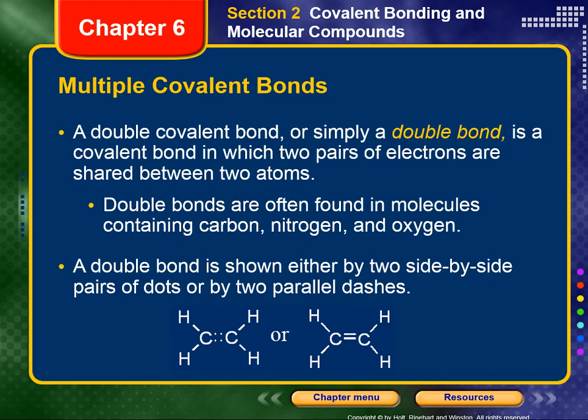Multiple covalent bonds. Atoms of some elements, especially carbon, nitrogen, and oxygen, can share more than 1 electron pair. A double covalent bond, or simply a double bond, is a covalent bond produced by the sharing of 2 pairs of electrons between 2 atoms. A double bond is shown either by 2 side-by-side pairs of dots or by 2 parallel dashes. All 4 electrons in a double bond belong to both atoms. In ethene, which is C2H4, for example, 2 electron pairs are simultaneously shared by 2 carbon atoms.